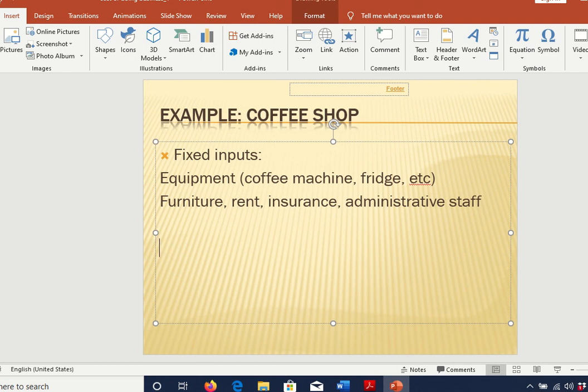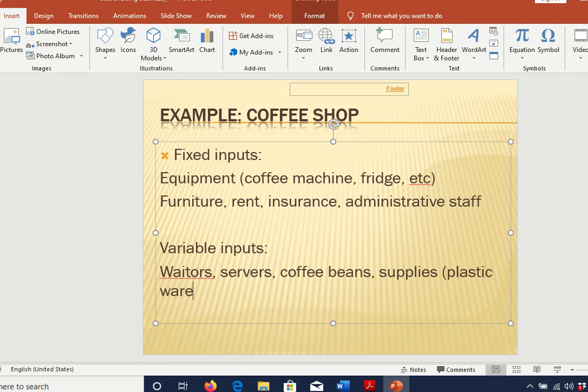And then we have variable inputs. Some of you can think of what we just talked about: the waiters and the servers. And then what else? The ingredients that go into the coffee, right? Coffee beans. The more coffee we serve, the more coffee beans we need to use. And then we have all the supplies: the plasticware, the cups, and napkins, and so on and so forth.